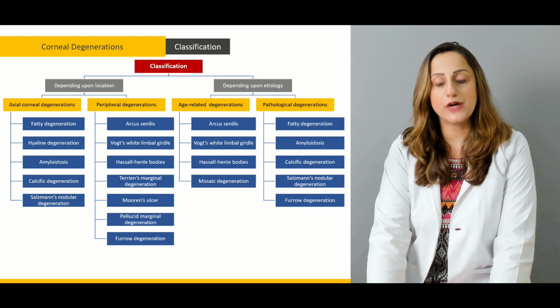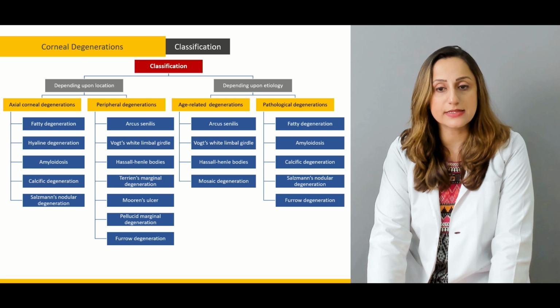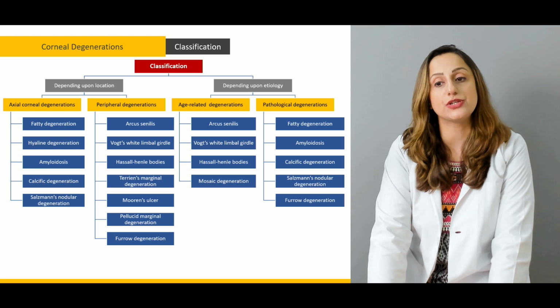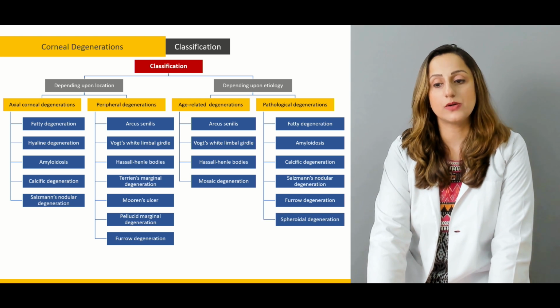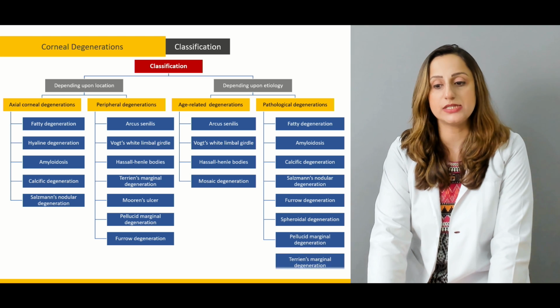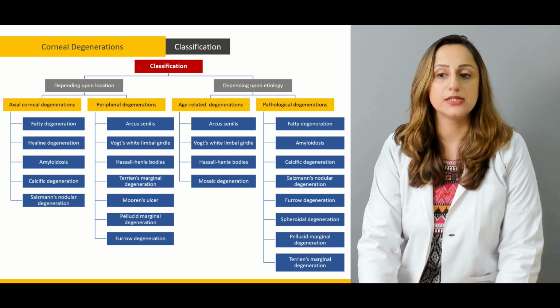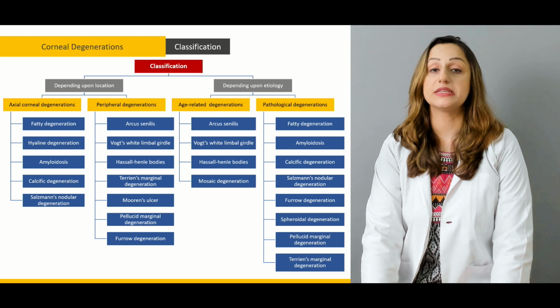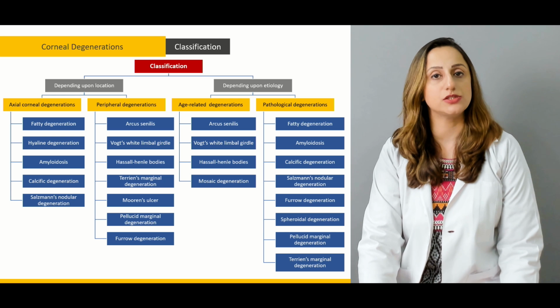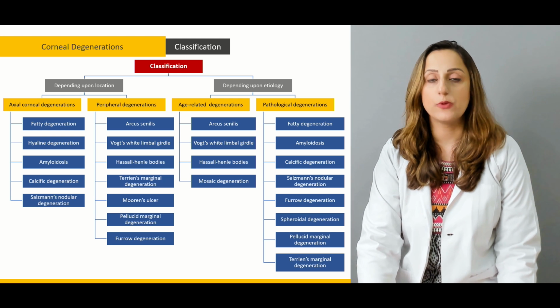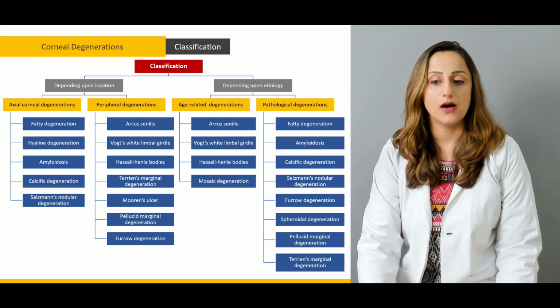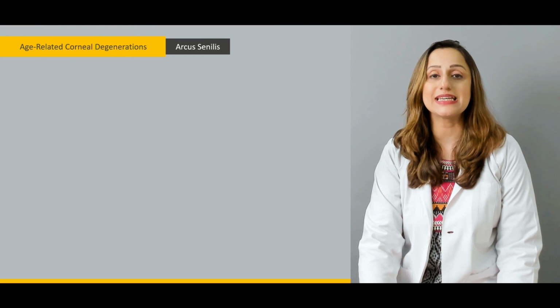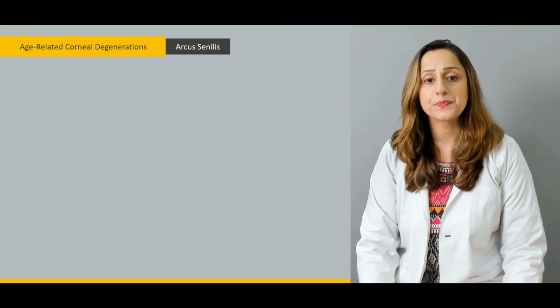Furrow degeneration, we saw that it's basically a kind of peripheral degeneration, and there is also spheroidal degeneration, pellucid marginal degeneration, and Terrien marginal degeneration. There is an underlying definitive pathology that we're dealing with whenever we have these patients with these particular distinctive degenerative processes.